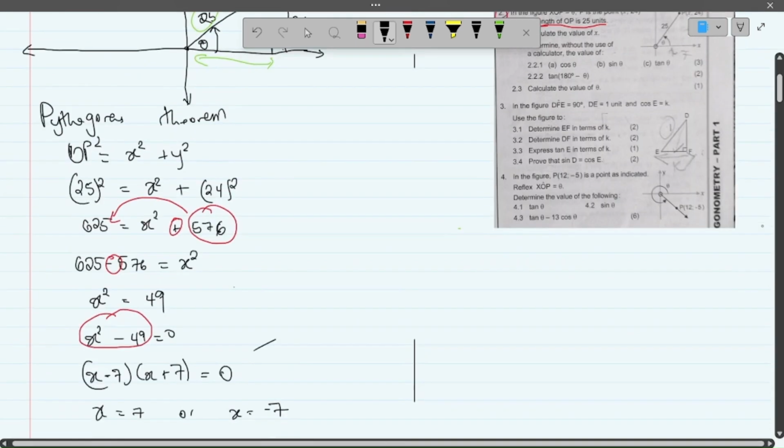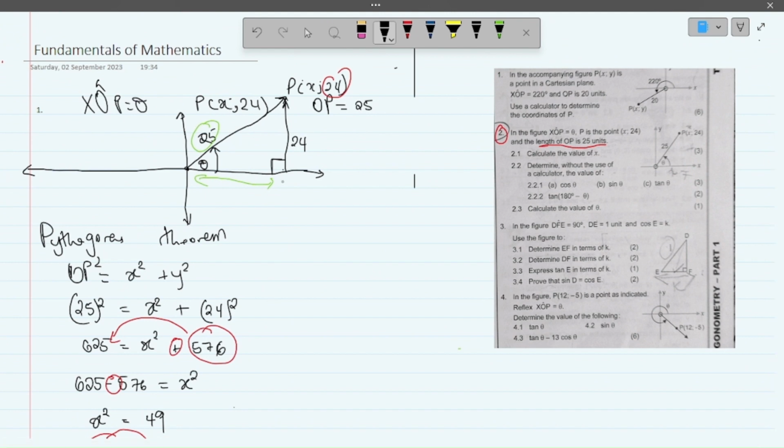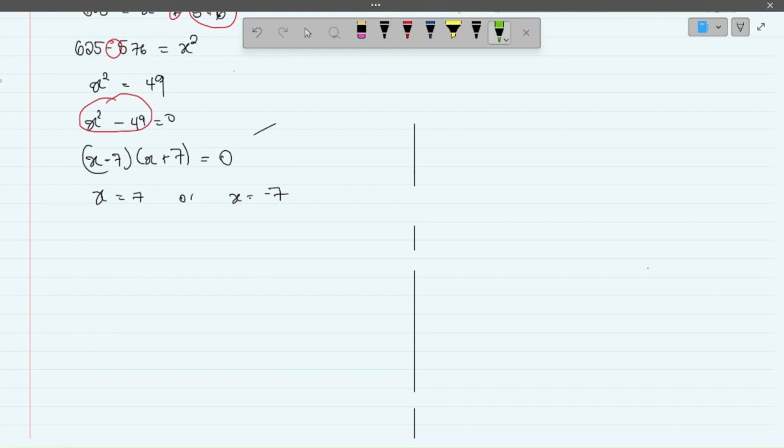Due to the context of this question, X is in the first quadrant, so X is going to be a positive number. So this is our X value. X is positive. Therefore, the value of X is equal to 7 units.